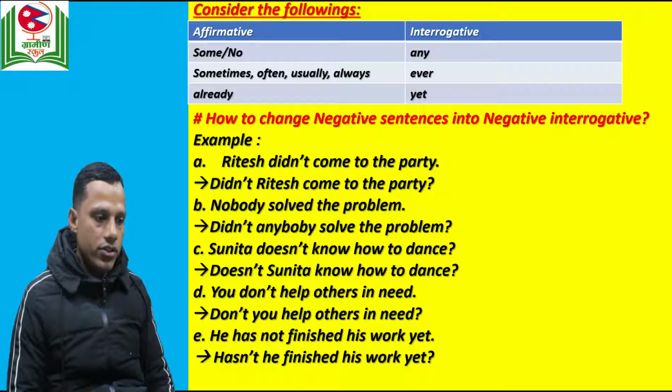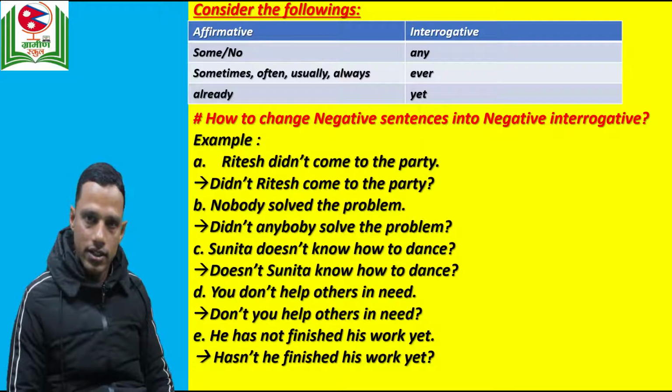Number D, you don't help others in need. This is also in negative form. Now let's change this into negative interrogative. You can simply do it as, don't you help others in need? Like this. Number E, he has not finished his work yet. Now you can change it into negative interrogative as, hasn't he finished his work yet? This way.